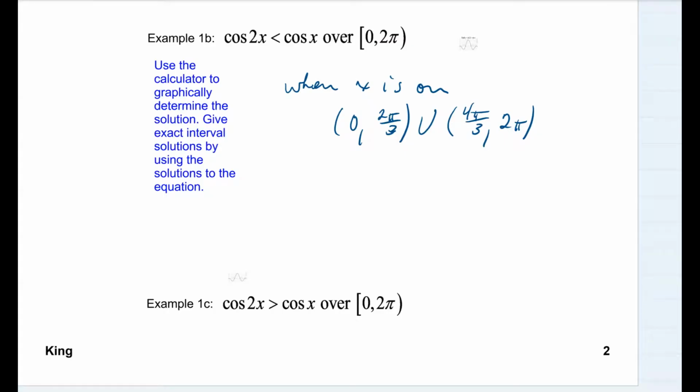So coming back up to our problem, we can now write our solution when x is on 0 to 2 pi over 3, open interval, in union with 4 pi over 3 to 2 pi, again an open interval, we have our solution to when the cosine of 2x is less than cosine of x over 0 to 2 pi.